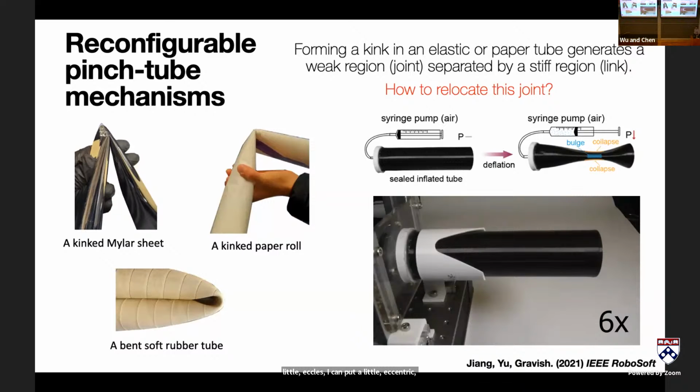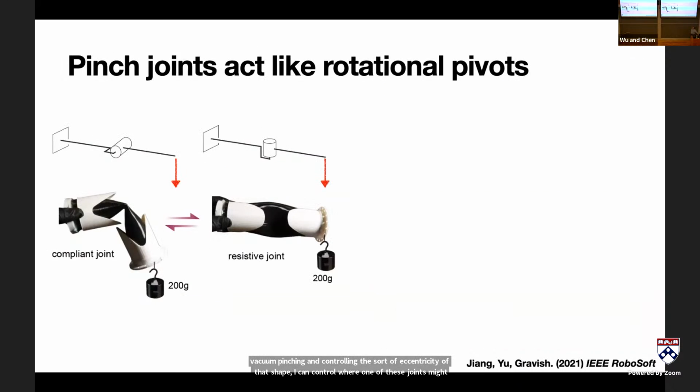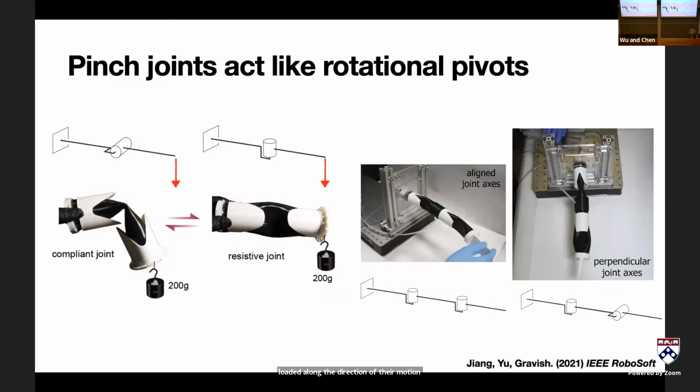We can do this with these vacuum tubes. We can create analogs of very simple rotational pivot joints. You can see these rotational pivot joints, when they're loaded along the direction of their motion, they bend freely. When they're loaded off that direction of motion, they'll support some load. And then we can make two-link and multi-link versions of these. This is just showing a case where the rotational pivots are aligned, and a case where the rotational pivots are not aligned.